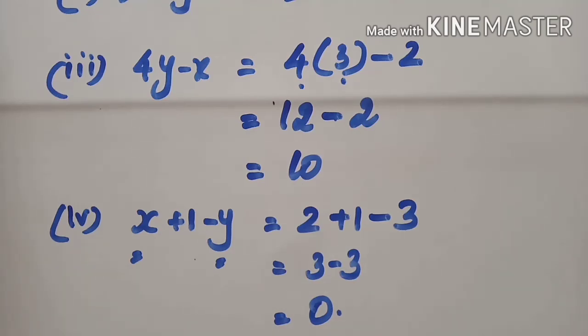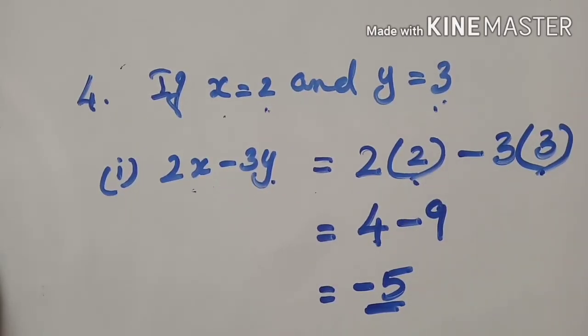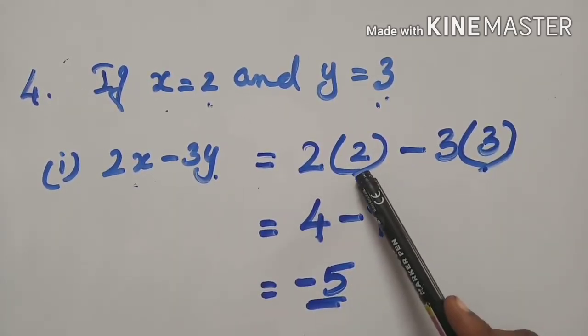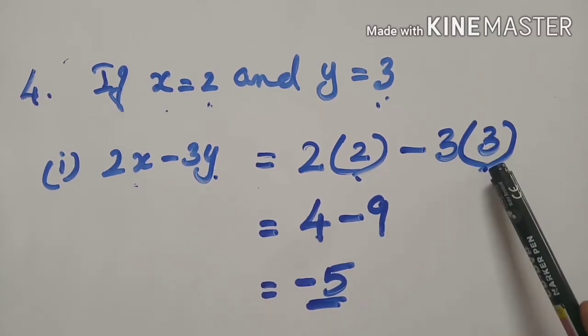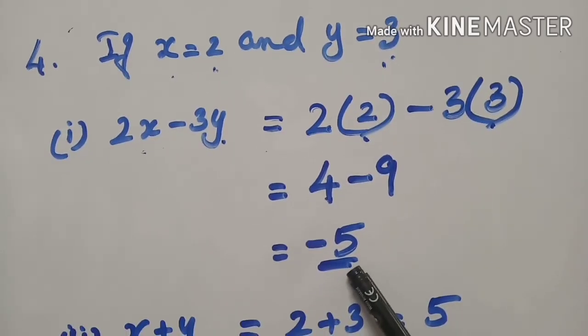Got it? Again, I will explain one more time. Listen here. If the value of x is equal to 2 and y is equal to 3, find the value of these expressions. 2x minus 3y. Substitute the values. 2 into x, which is 2, 2 into 2 is 4. 3 into 3, the value of y is 3, so 3 3s are 9. 4 minus 9 is minus 5.